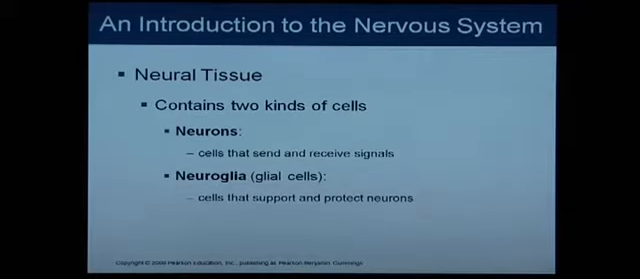Then we've got the neuroglia, which are also known as glial cells. These are the ones that will support and protect the neurons. We'll take a close view at neurons, as well as looking at the neuroglia, how they support and protect, and what kinds of neuroglia we will find.